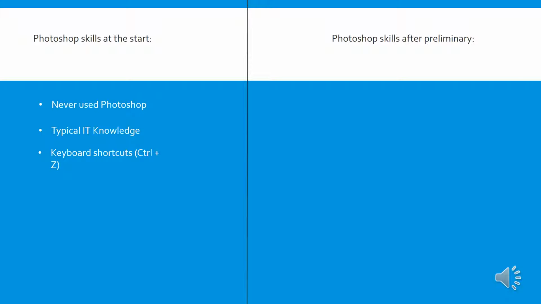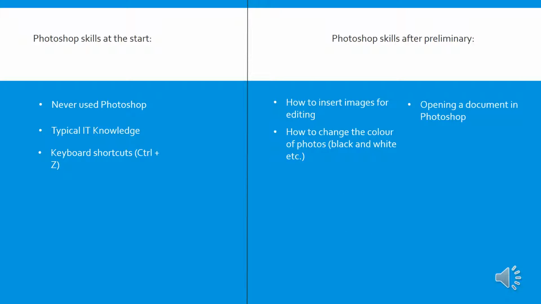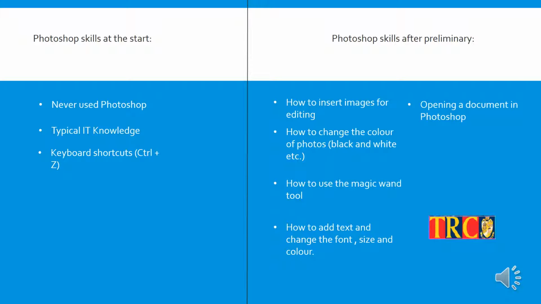After finishing my preliminary exercise, I felt I had learnt quite a lot in comparison to what I knew at the start of the course, from simply inserting images and opening documents to learning lots of other things, such as changing the colours of photos, removing red, blue or green, making photos black or white. I also learnt how to effectively use the Magic Wand tool to remove the background from an image, adding my own if needed, and adding text to an image, changing the size, colour and font of it.